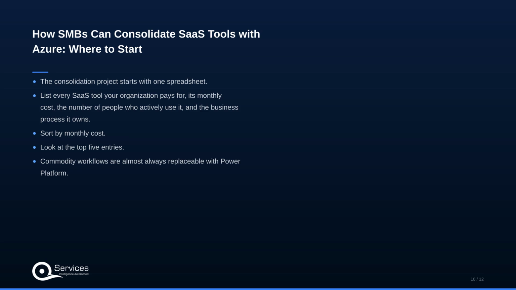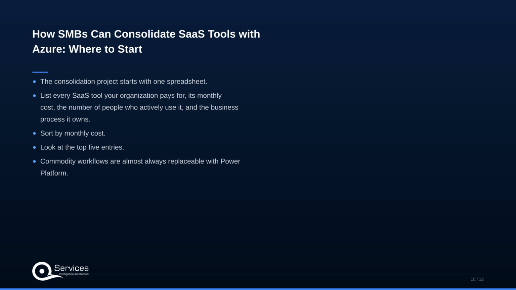Sort by monthly cost. Look at the top 5 entries. For each one, ask a single question: is this a commodity workflow or a specialized function that requires deep domain logic? Commodity workflows are almost always replaceable with Power Platform. Specialized tools need closer examination.